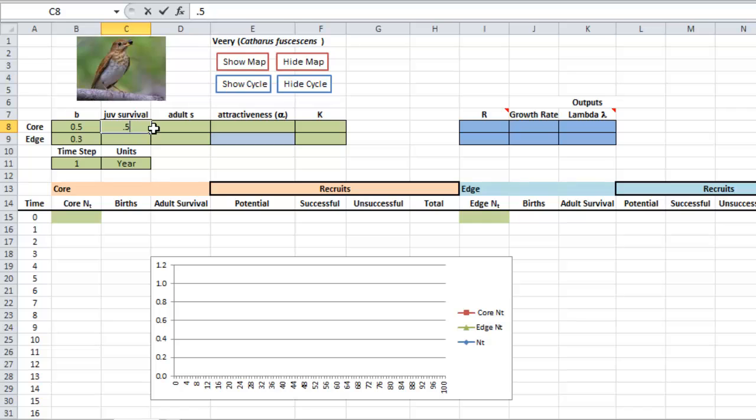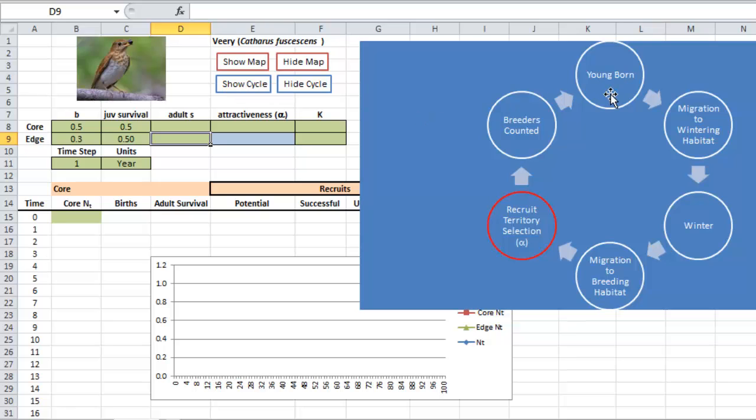We'll let the juvenile survival rate be 0.5 for each. And let's take a look at what that means. You have some individuals that are born, and a juvenile survival means that there's a 50% chance that they'll make it to become adults to this particular spot and able to make this territory selection in the next year.